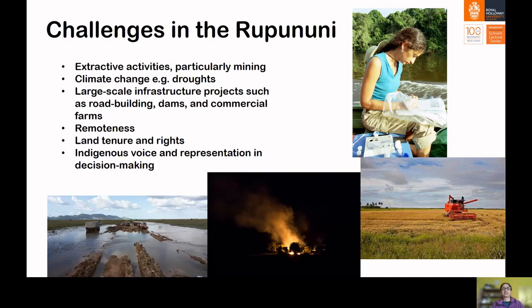Obviously, depending on the way that mining is done, there is a big probability of pollution. We talked already about how 60% of the diet of the local inhabitants is from fish. So pollution into the rivers is a huge issue and can have huge downriver effects on people's livelihoods and their health.